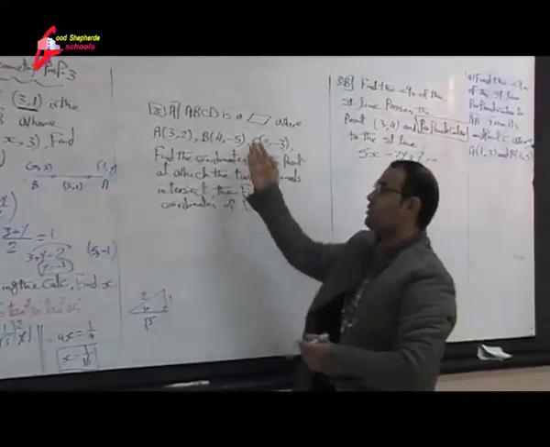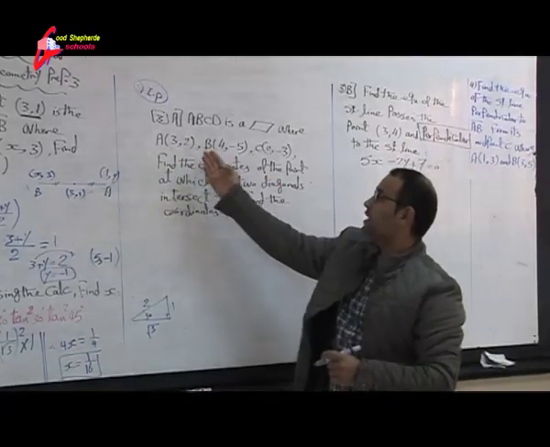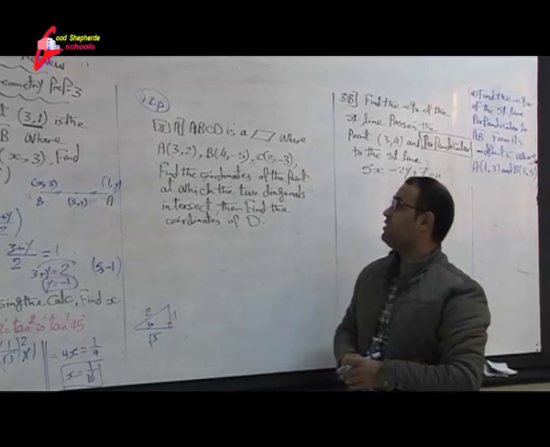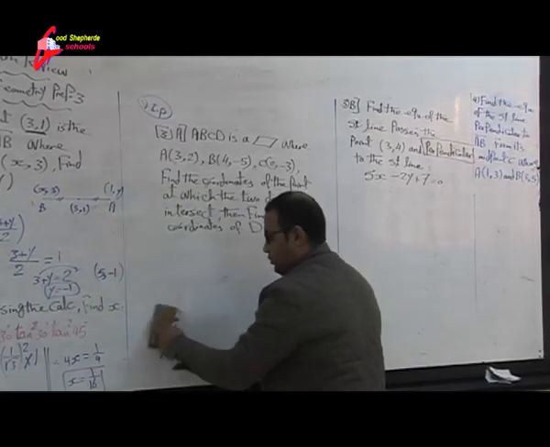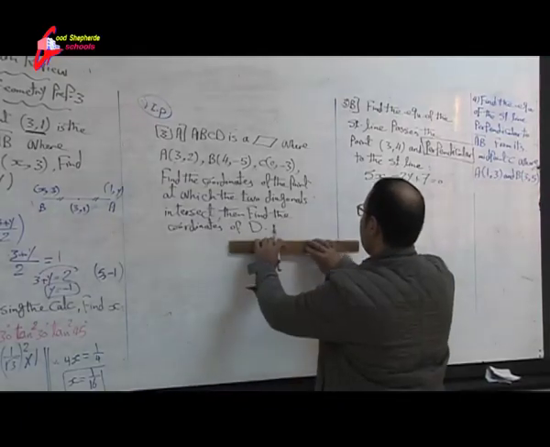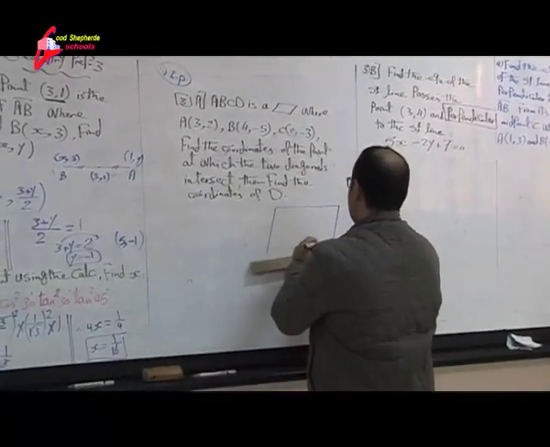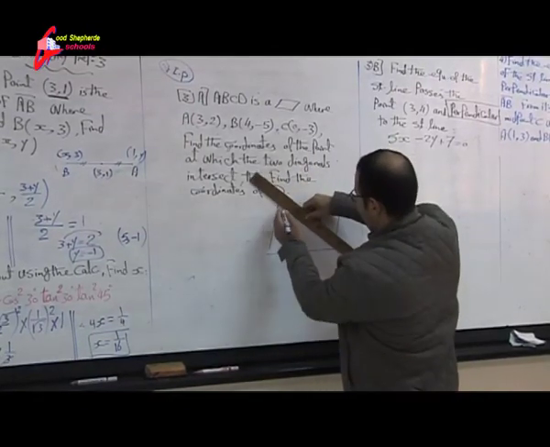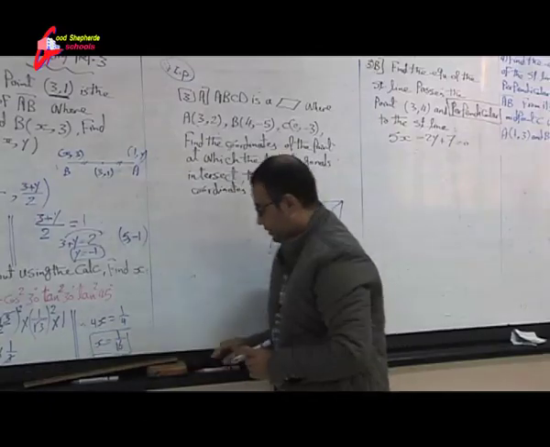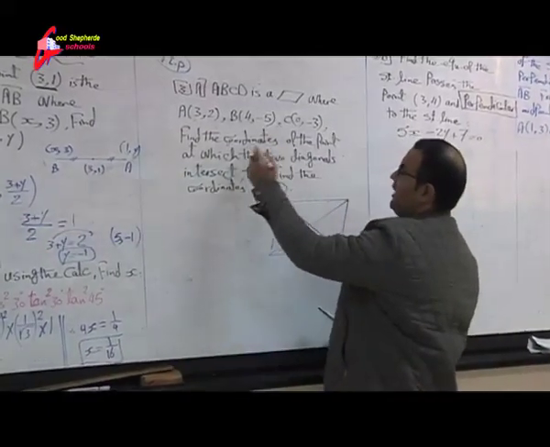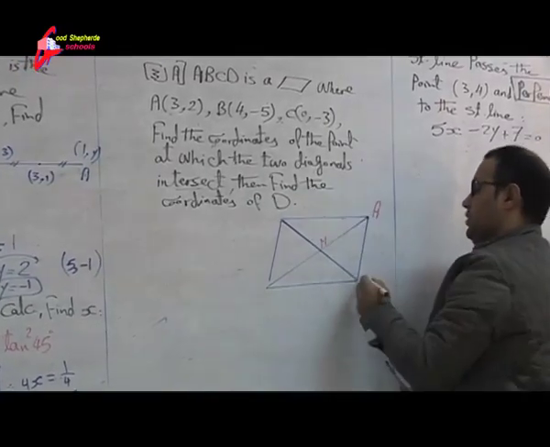3a. ABCD is a parallelogram. This is a very important problem. ABCD is a parallelogram where A is (3, 2), B is (4, -5), C is (0, -3). Find the coordinates of the point at which the two diagonals intersect. Here in this operation, you must know the two diagonals of any quadrilateral bisect each other. You know quadrilateral, parallelogram, square, rhombus, trapezium. The two diagonals bisect each other. He wants you to get two things in this operation. He wants you to find the coordinates of the point where the two diagonals intersect, meaning M. He wants you to get M. And you have A, B, C, and D.